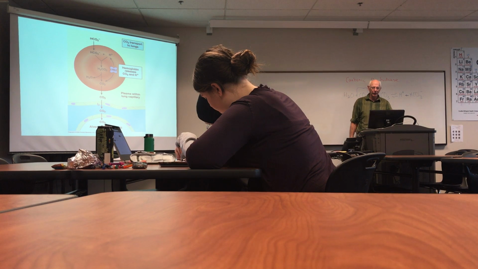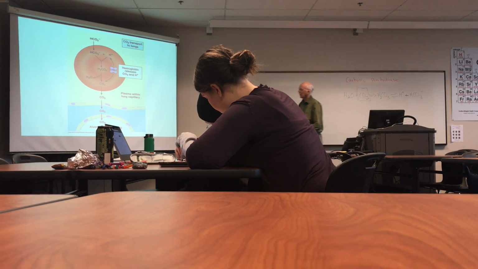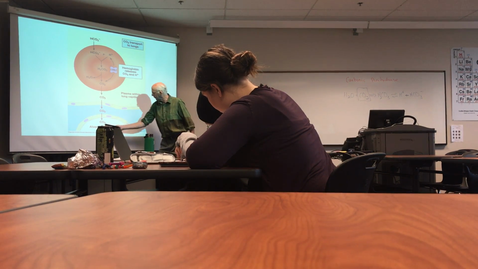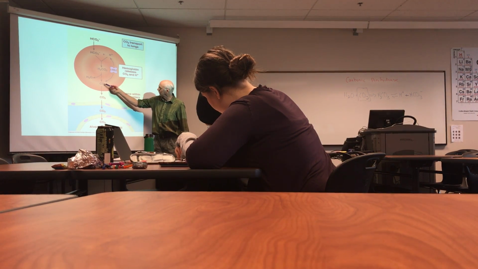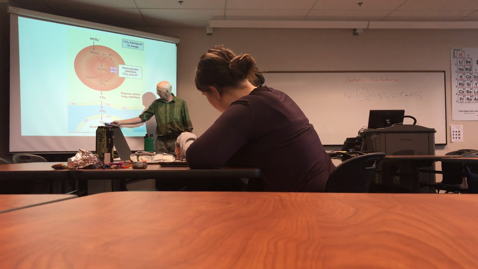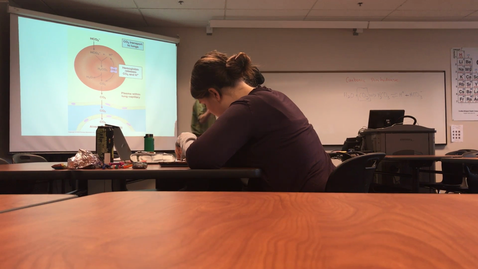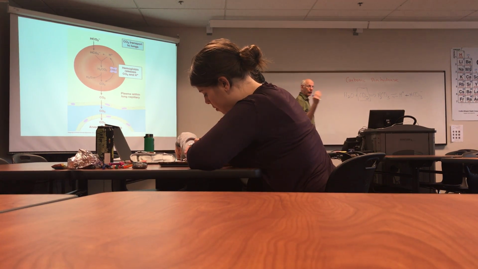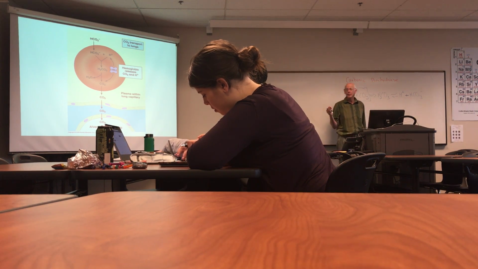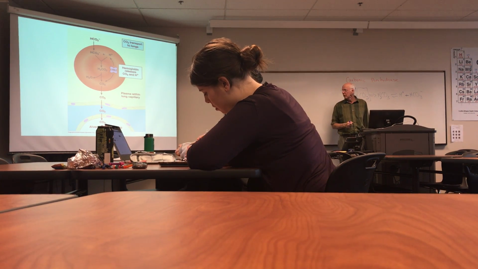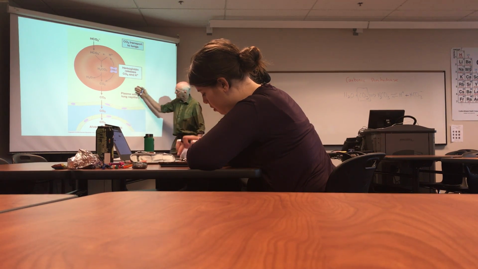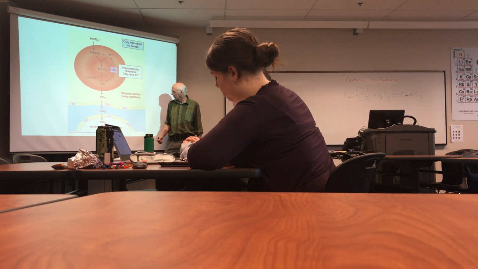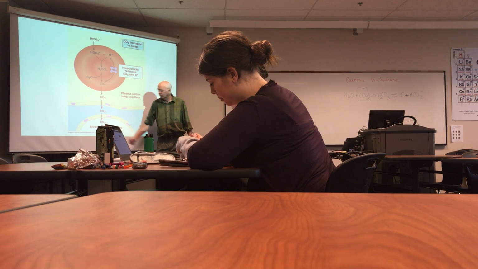Now we get to the other side. Here we are, the alveolar space in the lungs. And now CO2 is going to diffuse into the space because there's a higher concentration, a higher partial pressure of CO2, in the blood plasma compared to the alveolar space. So CO2 is diffusing that way.